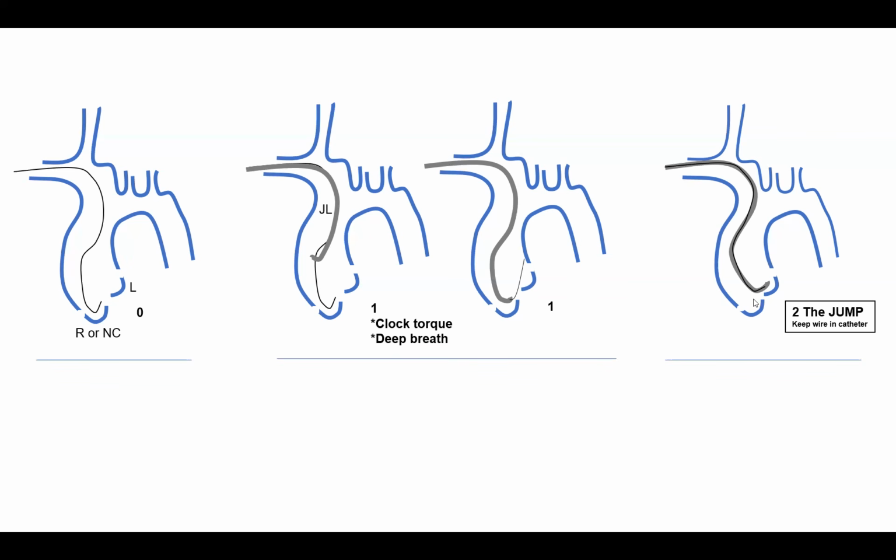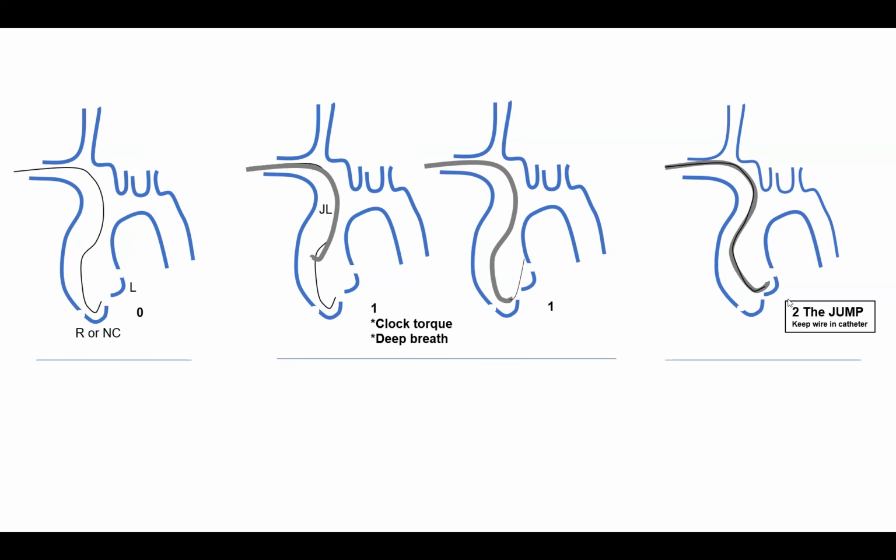Another thing is that the wire provides more body to the catheter, and it enhances torqueability of the catheter. It smoothens the bends and the tortuosity at this level, which makes it easy to transmit torque. All right, so those are the first two major steps.